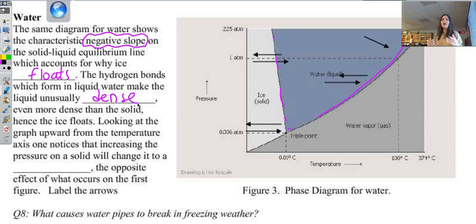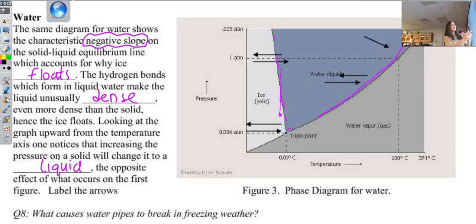Looking at the graph upward from the temperature axis, one notices that increasing the pressure on a solid will change it to what? Well, that's the weird thing: you can increase the pressure on a solid without changing the temperature. So I'm going to keep my temperature the same and increase the pressure. What can I eventually do to my solid? I can turn it into a liquid. That's really weird, but that happens for water. It's the opposite effect of what occurs on the first figure. And then it says label the arrows.